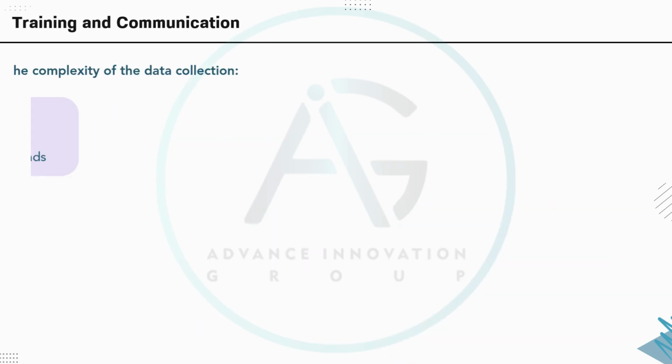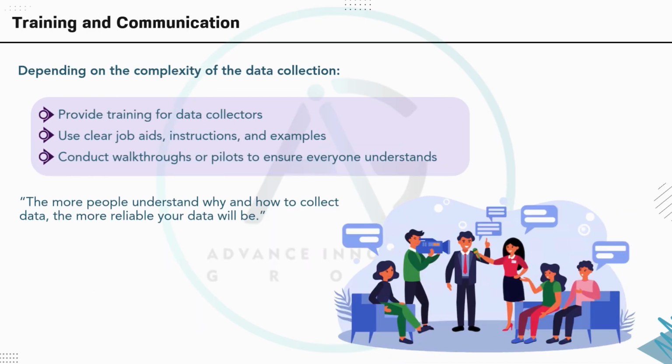Data collection is only as effective as the people performing it. That's why training and communication are absolutely critical parts of any data collection plan. Depending on how complex the data collection process is, here are some best practices you should implement. 1. Provide training for data collectors. Make sure every individual responsible for collecting data understands what to do, how to do it, and why it matters.